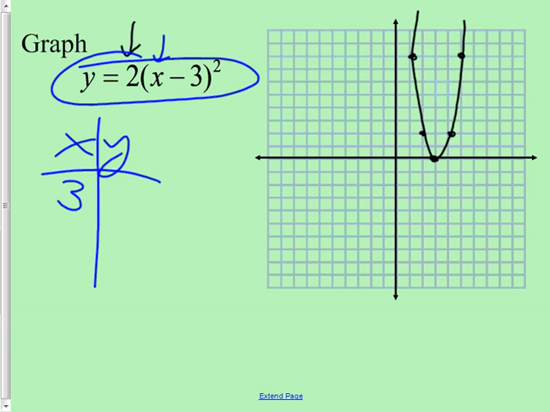So if I stick a 3 in, I get 3 minus 3 is 0, 0 squared is 0, 2 times 0 is 0, 0, 3, 0. Does that match up with my graph? Yes. Now let's check another one.